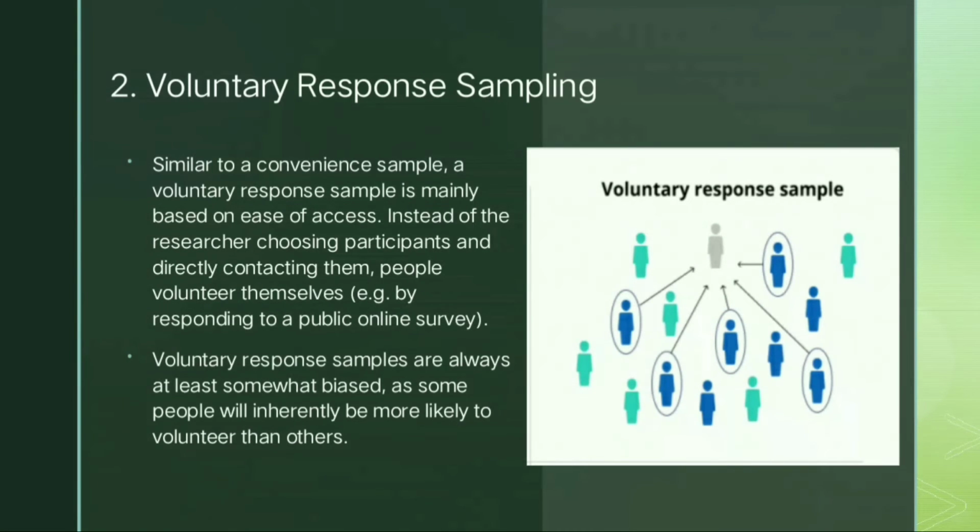So, next is number 2, voluntary response sampling. Similar to a convenience sample, a voluntary response sample is mainly based on ease of access. Instead of the researcher choosing participants and directly contacting them, people volunteer themselves, for example by responding to a public online survey. Voluntary response samples are always at least somewhat biased, as some people will inherently be more likely to volunteer than others.